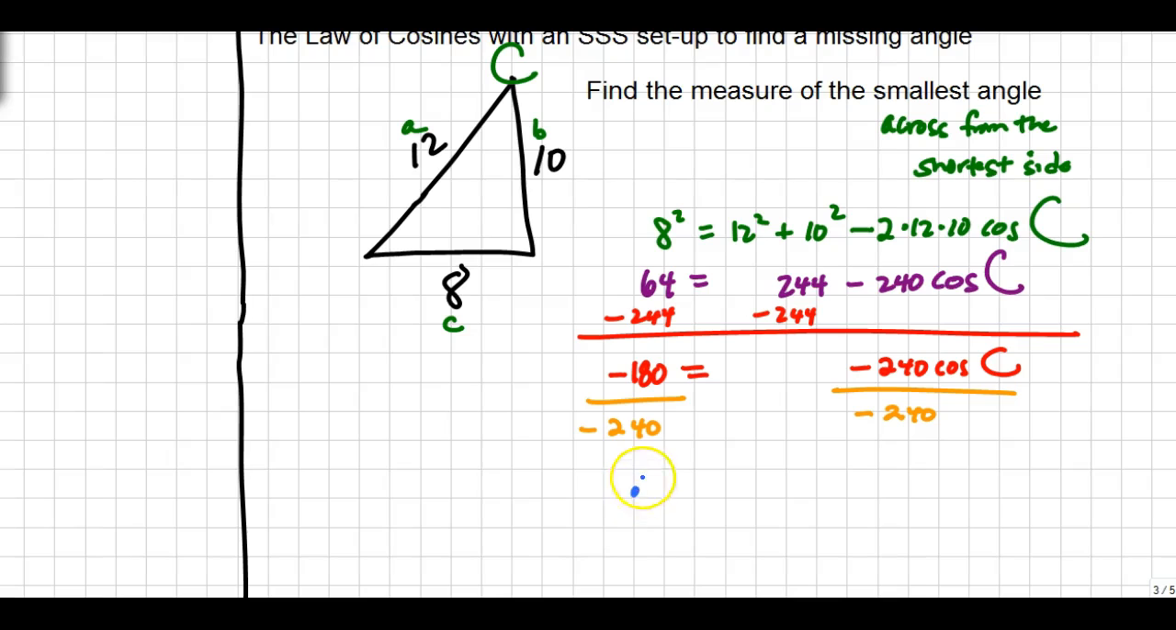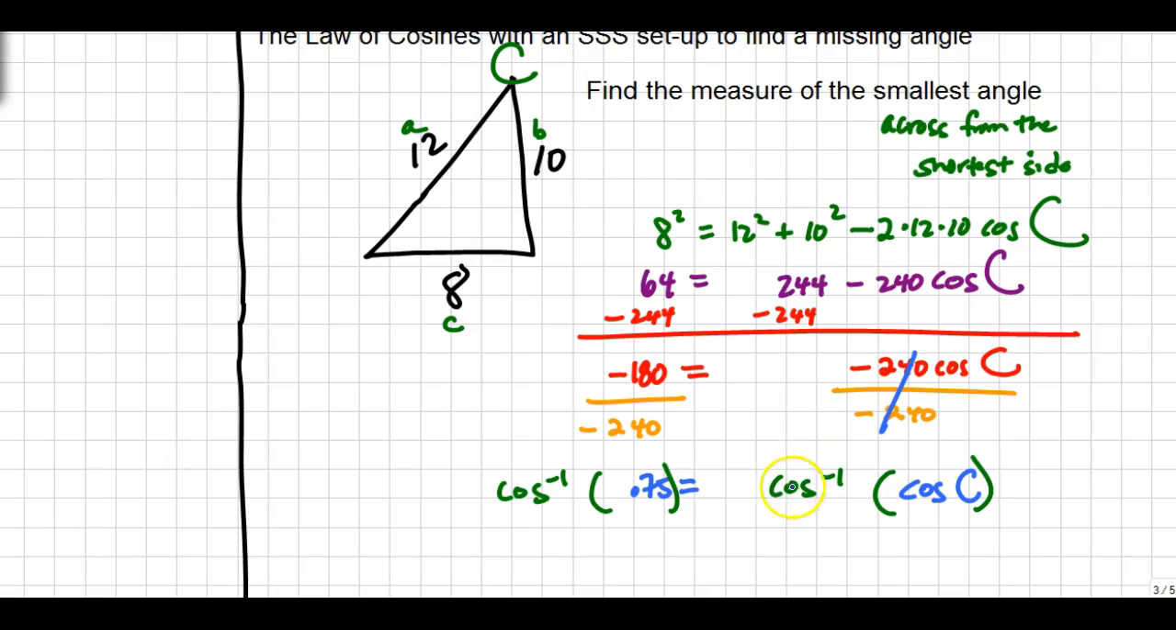And when you do that, you get 0.75. Over here, the 240s have canceled, leaving us cosine C. It's all right that you have some space here because hopefully you know on the next step we need to do a what? Yes, we need to do an inverse cosine on both sides. That's the only way to get the cosine to go away.